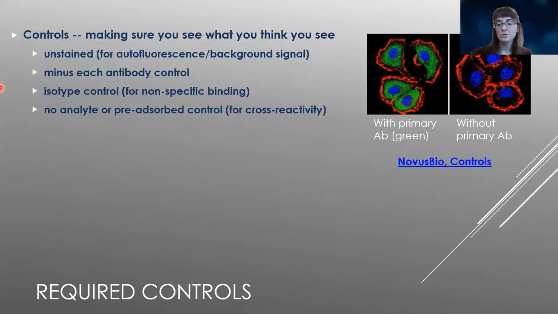And then you can also do controls where you either lack the analyte, so a negative control, or you've obstructed the analyte by adding something in that will block it initially. And then the flip side of that is a positive control, a sample where you know that the analyte is present and where it should be. And that way, by comparing the negative and positive controls, you can really be certain that you're seeing what you want to.